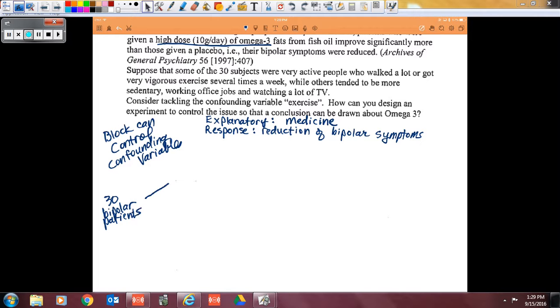So I do my little ditty where I break out. And instead of writing randomly assign, I first block. So I'm writing block. You block into a trait. And I need to make a little song for this. You block into a trait and you randomly assign into a treatment. You block into a trait. And what is the trait that we are controlling? What are we trying to control? Good. Those that exercise and those that do not exercise. So we block into a trait to control it.